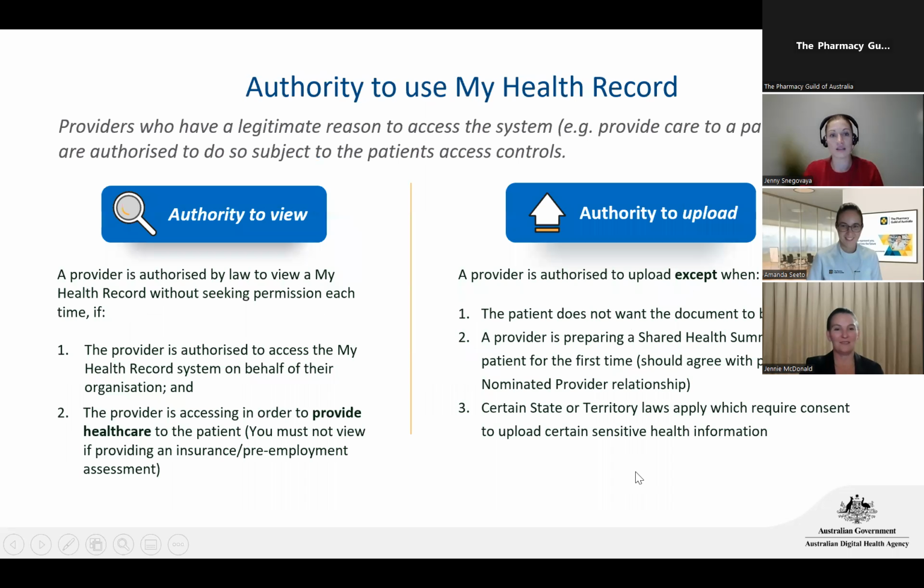One of those legislative pieces is the My Health Record Act, which outlines who can access My Health Record information. This legislation provides authority to healthcare providers, those who are delivering healthcare to a patient where they have been authorized by their organization to have access to the system. Those clinicians have authority to view a patient's My Health Record. They also have authority to upload information to a patient's record. Now, there are some additional rules around it, which you can see on the slide.